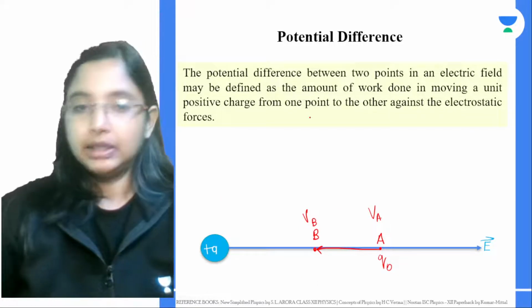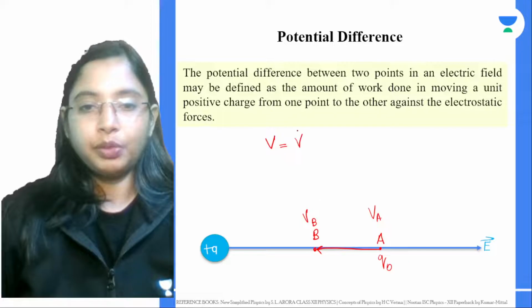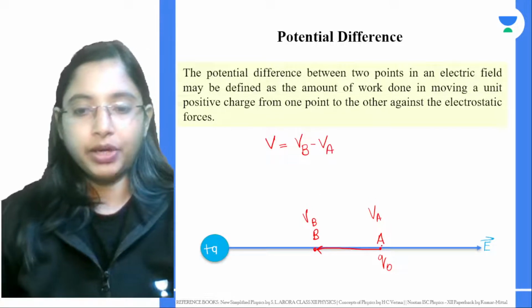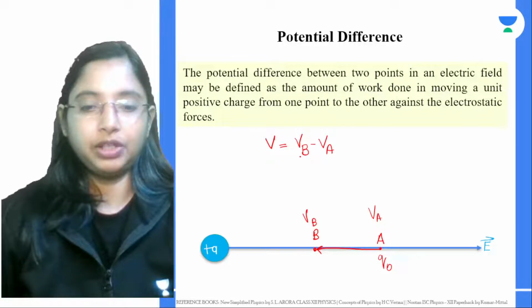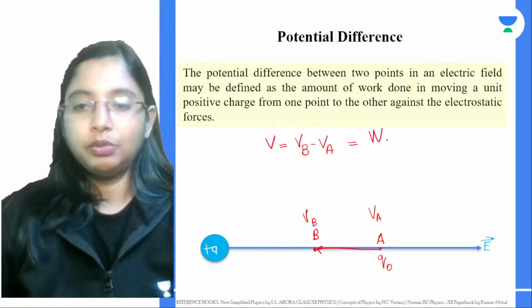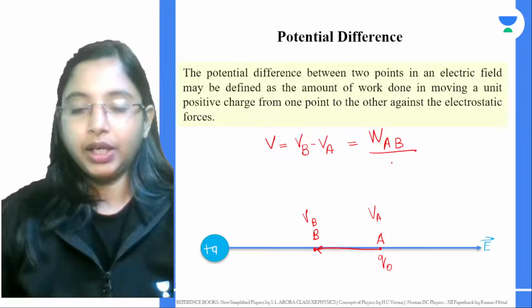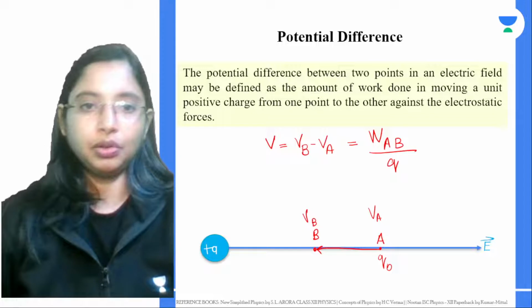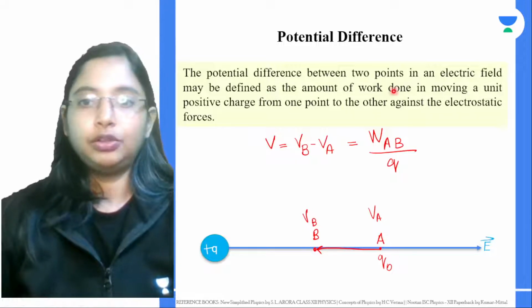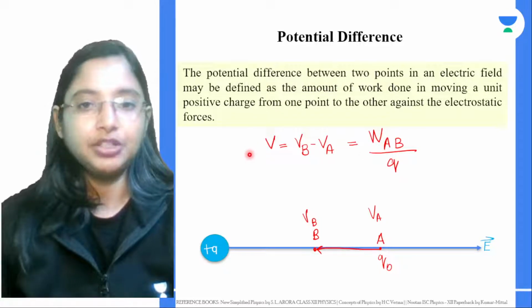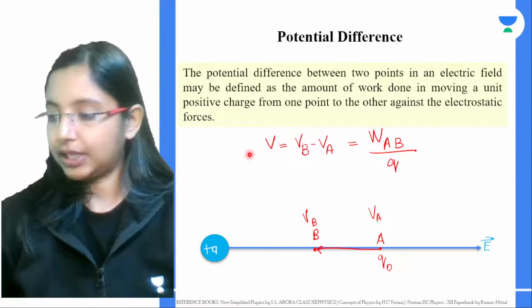So in moving from VB to VA, from the potential over here to the potential over here, this gives you the total potential difference. So this potential difference is nothing but the work done in moving the charge from A to B. So the potential difference between 2 points in an electric field, you can define as the amount of work done in moving a positive charge from one point to another against the electrostatic force.